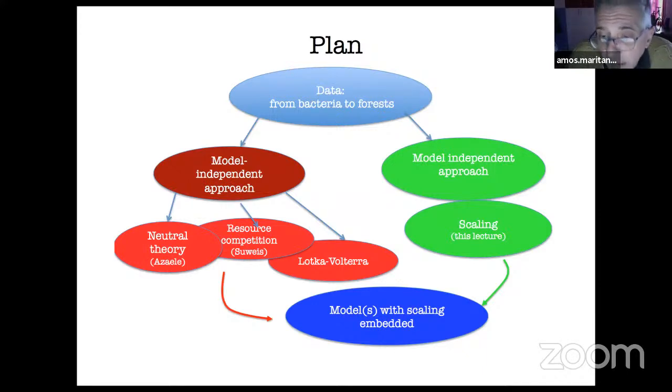And then on the right, there is the model independent approach, which includes the scaling approach that will be illustrated in this lecture. All of this should converge to some model that contains the scaling embedded in it, in order to be able to reproduce the known results in all the most important ecosystems of interest, and of course to be predictive and not just descriptive.